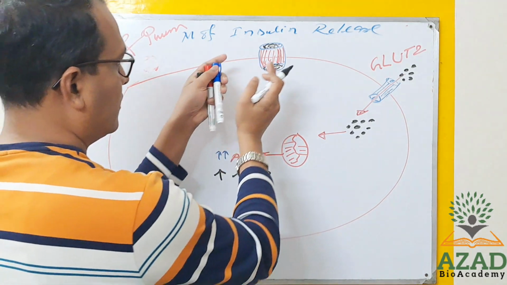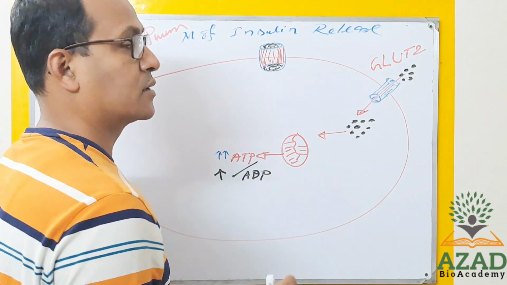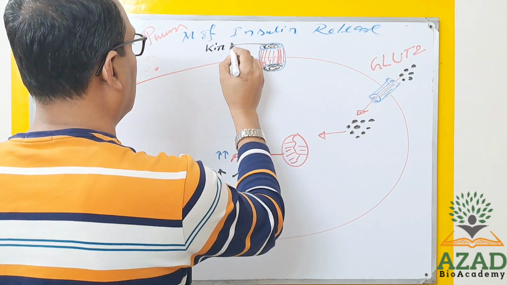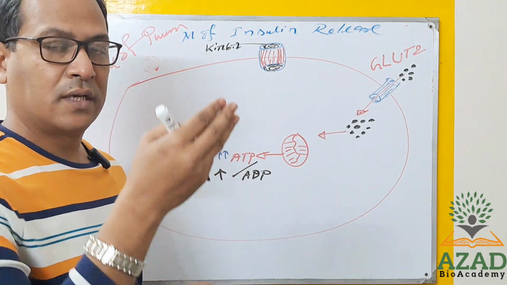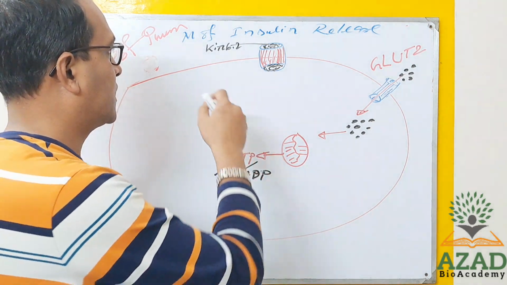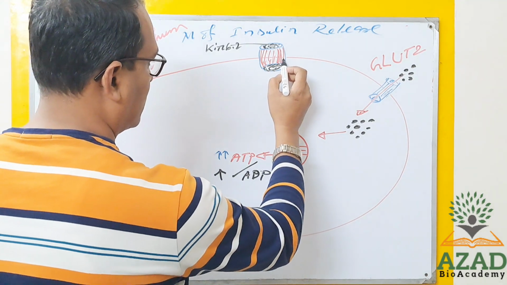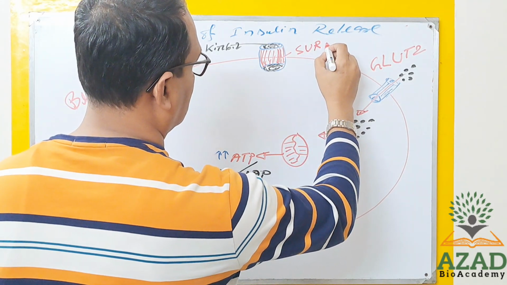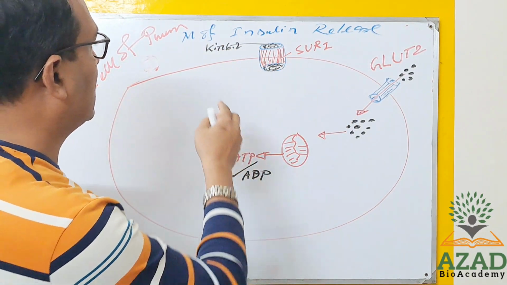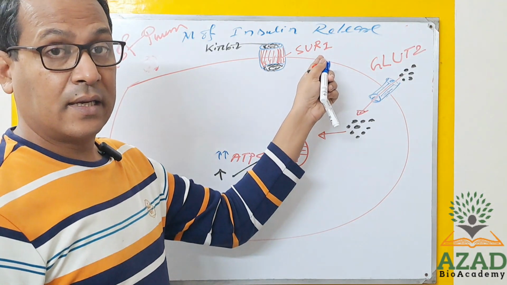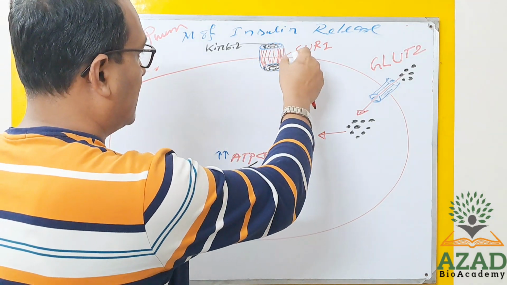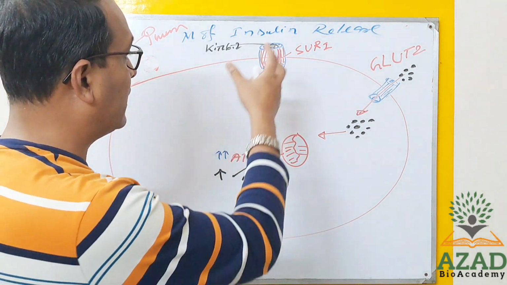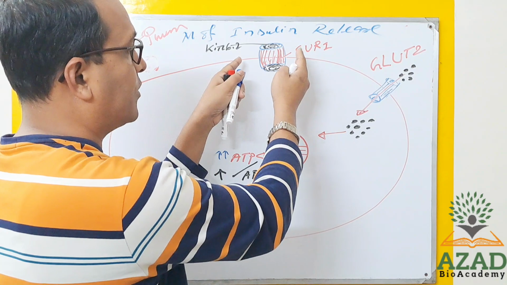This channel has two subunits. One is in black color. You can think this is the KIR 6.2, the potassium pore containing subunit. And the outer part, you can consider, is the sulfonylurea receptor subunit 1. So there are two subunits: one is KIR 6.2, another is SUR1. Here SUR1 has 4 subunits, and KIR also 4. Combined, the octamer of both subunits will produce a particular channel.